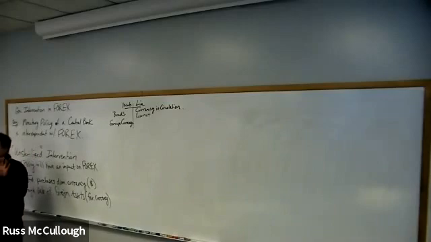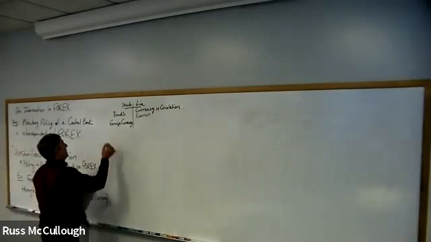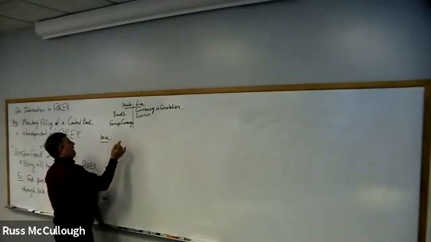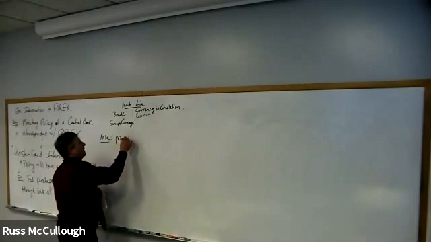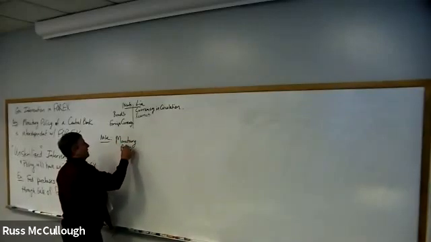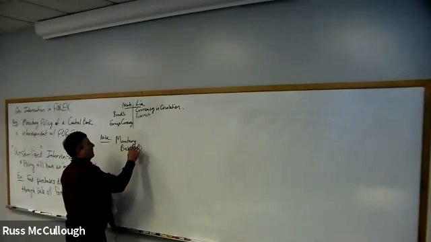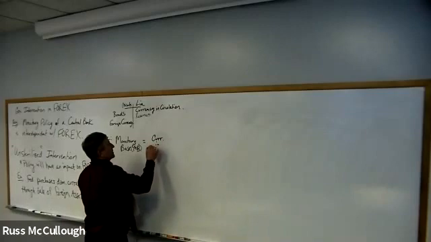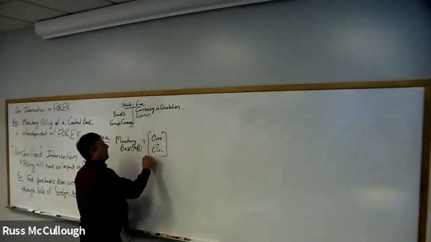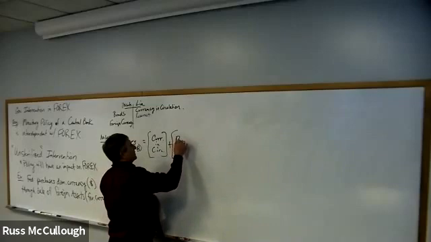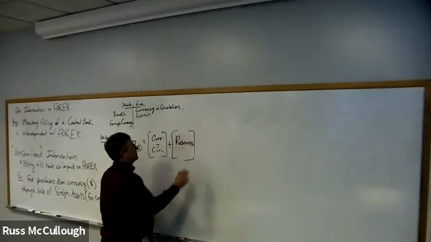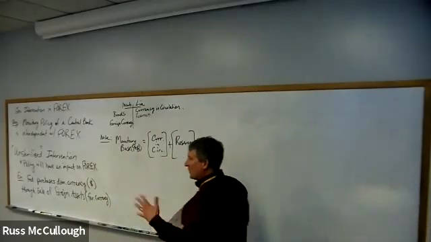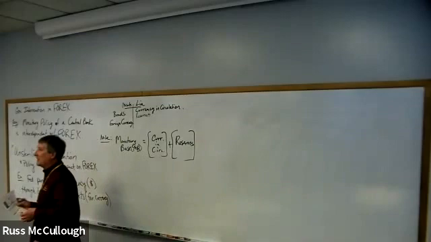All right, so questions there. So let's put a little note here. Note: the monetary base, MB, is equal to the currency in circulation plus reserves of the system. And technically, coins are in there too, but coins are such a tiny amount that we usually don't even add that on there.